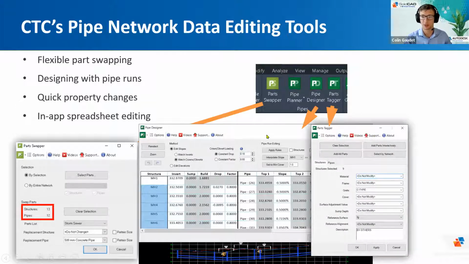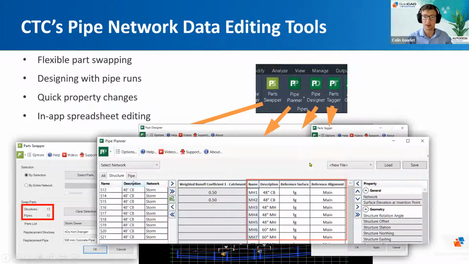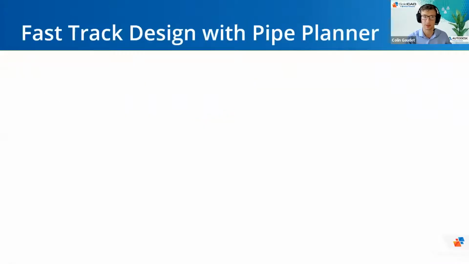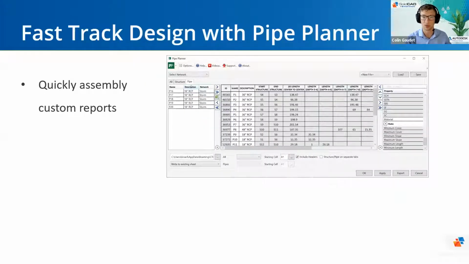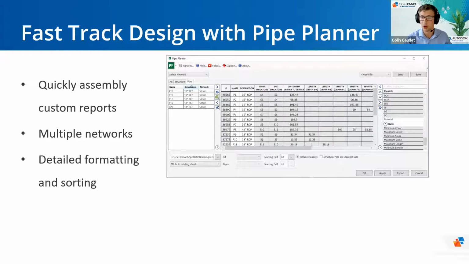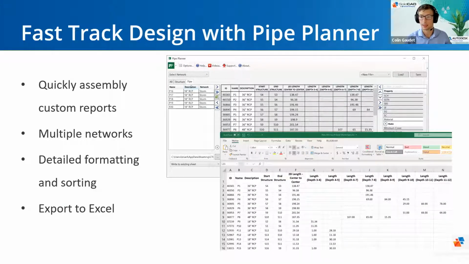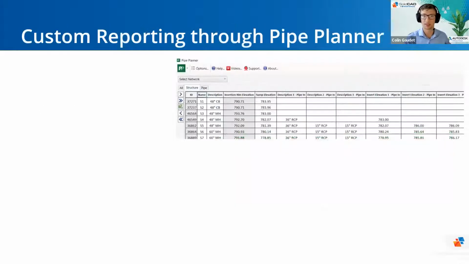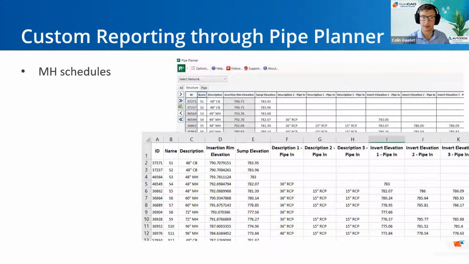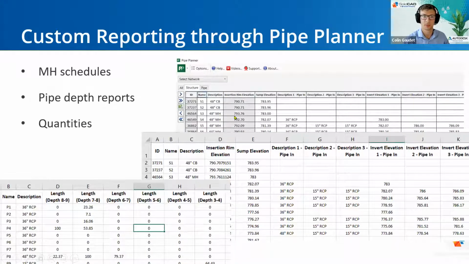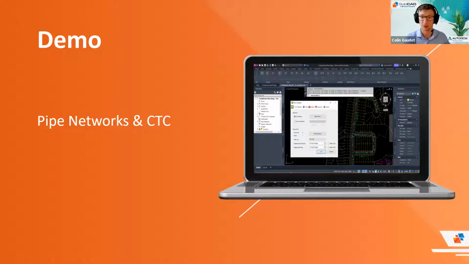And one of the newest tools is the pipe planner. Being able to actually pull that into an Excel-like interface to look at all of the data in one spot, and then we can actually pull that out into Excel afterwards with Pipe Planner. We can create customized reports. We can pull this into pipe design worksheets and things like that. And we can create quantities and lots of other stuff, manhole schedules and all sorts.